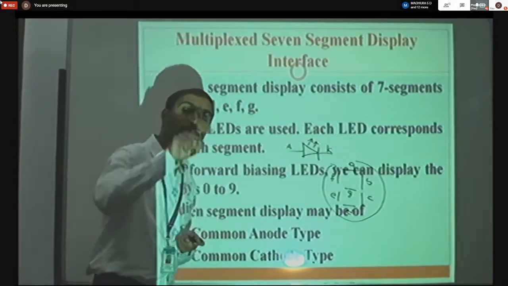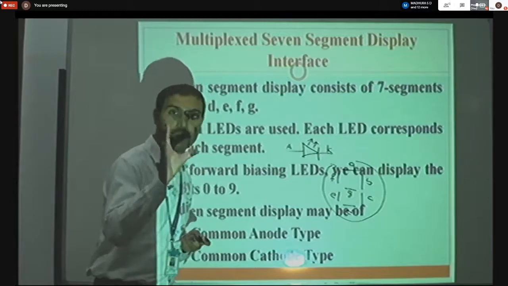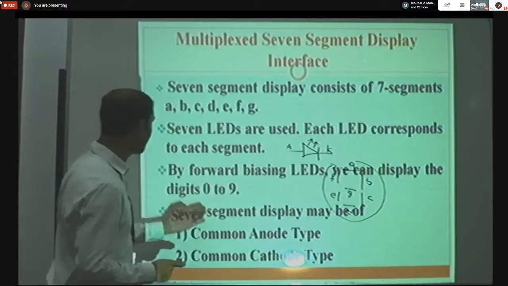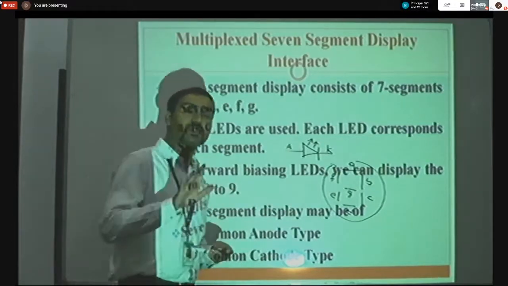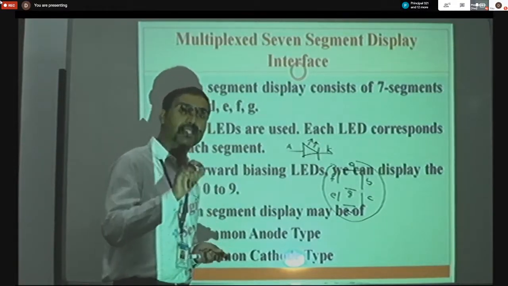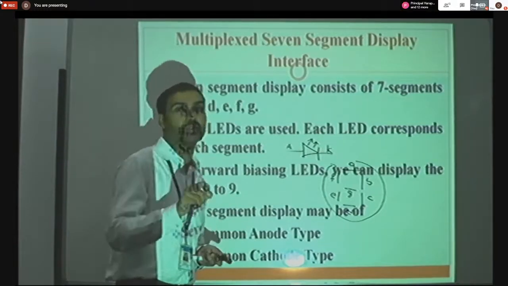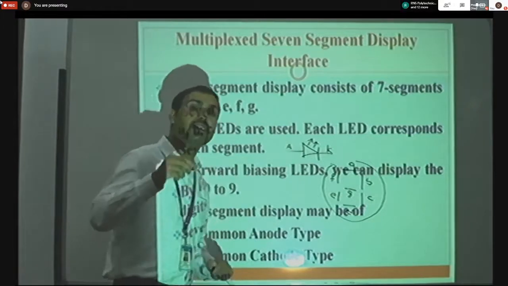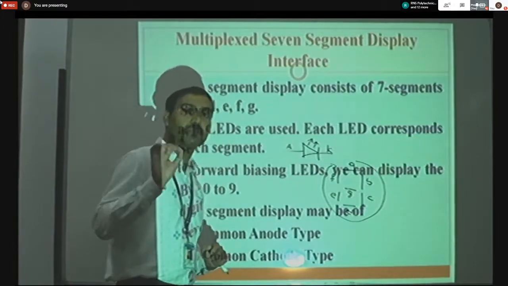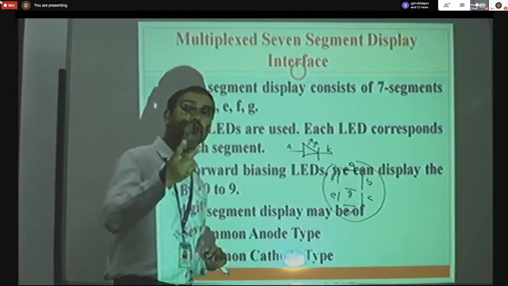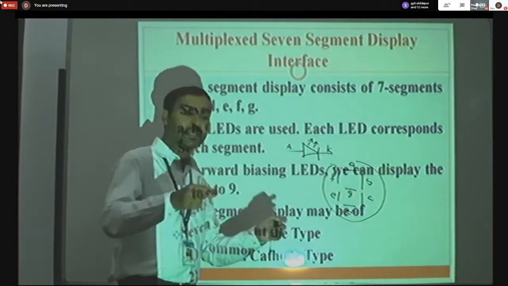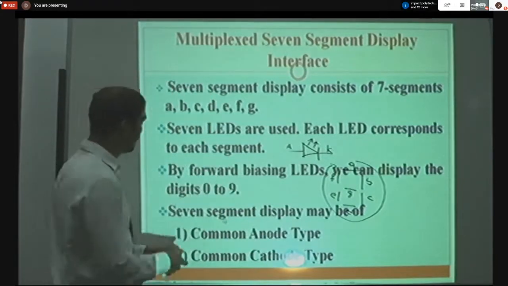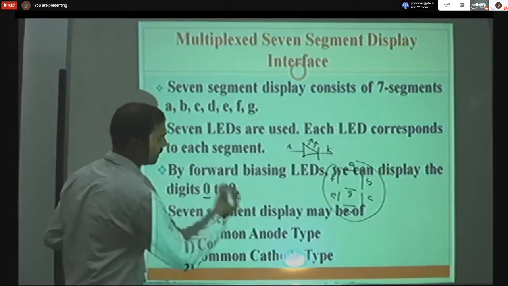Emit the light means that portion will glow, so it indicates some gadget. By forward biasing LEDs, we can display 0 to 9. So in a 7-segment display, starting from 0, we can display a maximum digit of 9 only. To display further digits, like 10, 11, we require 2 7-segment displays, placed beside each other.